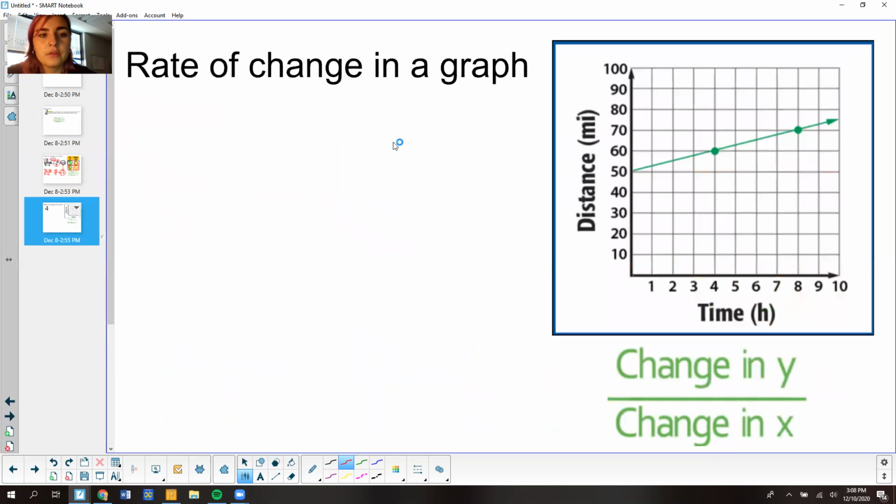All right, and finally, rate of change in a graph. This is a simple concept once we do it once or twice. Let's look at this graph. We've got distance in miles on our y-axis and time in hours on our x-axis. We want to figure out what the rate of change is. If you notice, we're given 2 points. We've got the point here and the point there.